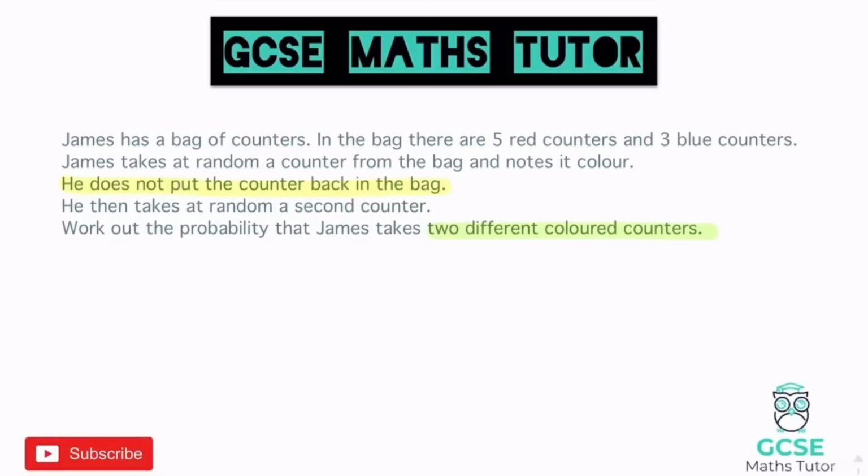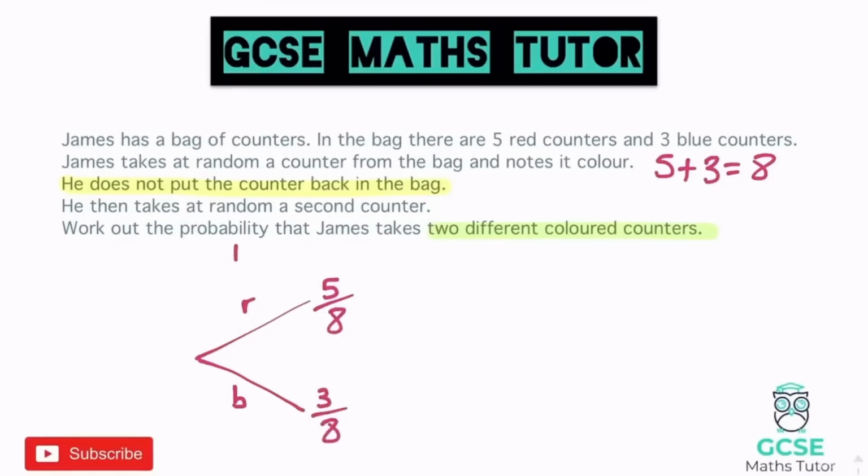Let's have a look then. So the first pick that he's going to take out, he has a red or a blue as his options. There are 5 red and 3 blue, and if we add those together, 5 plus 3 equals 8, so it's out of 8 counters. So we have 5 that are red out of 8 and 3 that are blue, again out of 8, and this is going to represent the first pick, which I'm just going to highlight as being the first.